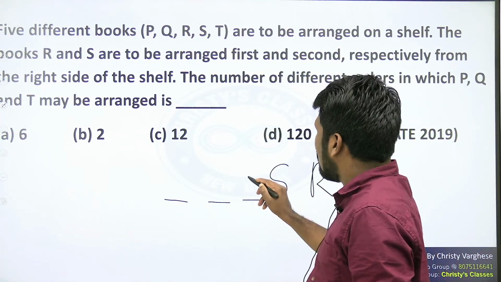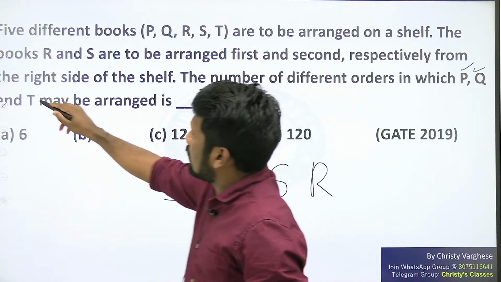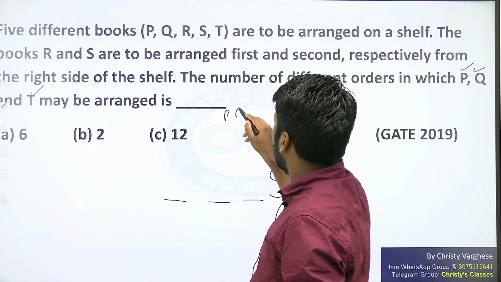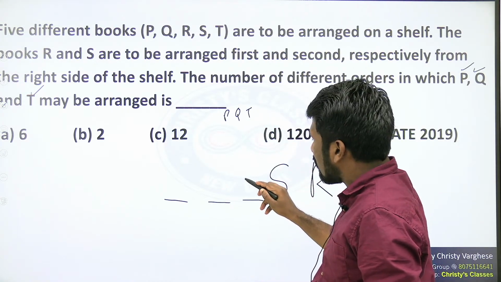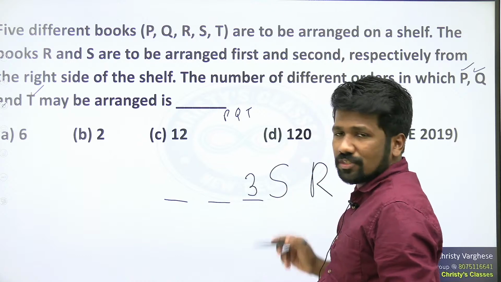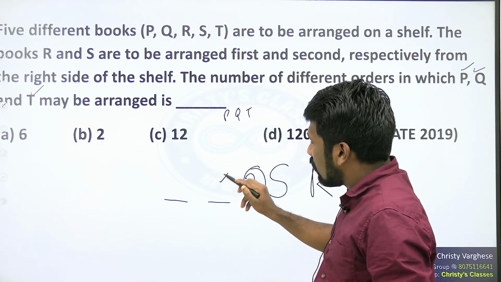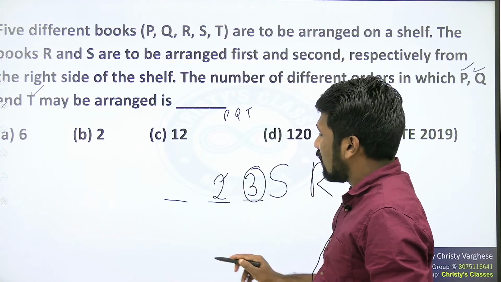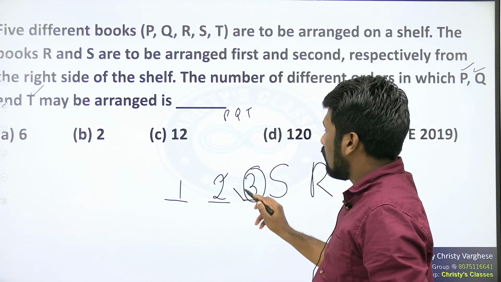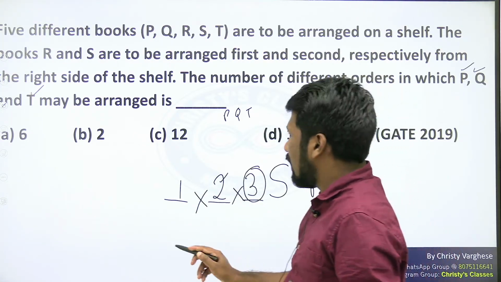Otherwise, elaborately if you think, there are 3 books. P, Q and T are the 3 books. So here P, Q, T, any one of it can come. So there are 3 ways of filling this position. Now that book cannot be used anymore, so definitely 2 ways you can fill here and 1 way you can fill here. By the fundamental principle of counting, 3 into 2 into 1, 6 is the answer.